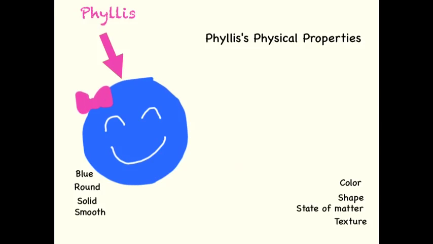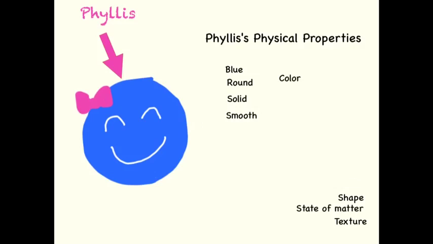Meet Phyllis. You could describe Phyllis as blue, round, solid, with a very smooth skin. You could say that blue is her color, round is her shape, and solid is her state of matter.